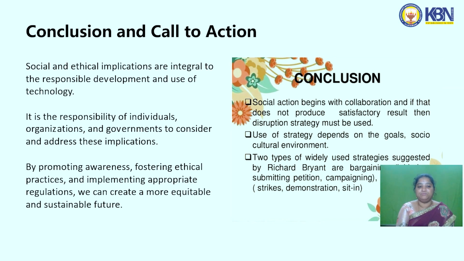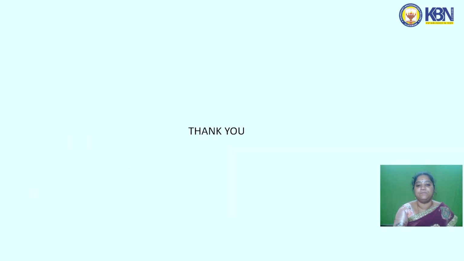Social and ethical implication action begins with collaboration, and if that does not produce satisfactory results, then a disruption strategy must be used. It depends upon the goals and socio-cultural environments. And these are the conclusions of the social and ethical implications. Thank you.